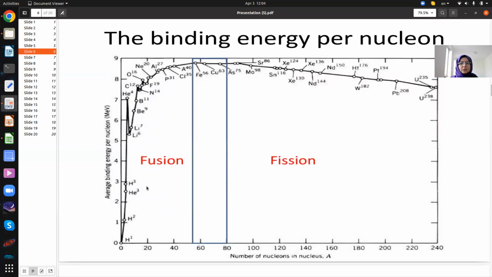Here you see the binding energy per nucleon. Here you see fusion and then fission. We have fusion until iron, and then it declines and goes to fission into other, heavier elements. Fusion means two different species fuse to a higher species, as you see. And for fission, one element splits into two other elements.